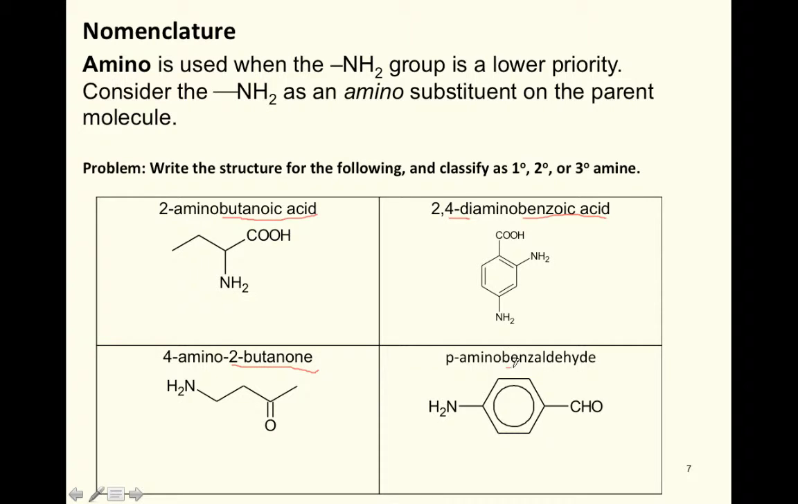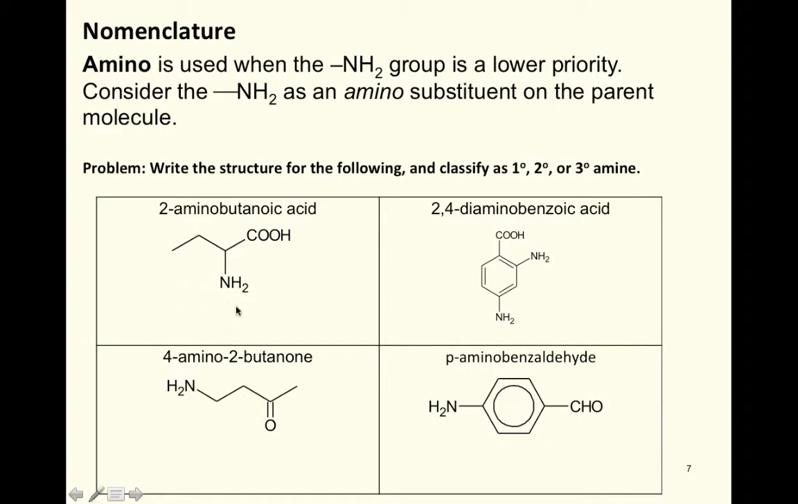Para-aminobenzaldehyde. And we also see here aldehydes have priority over amino groups. And since this is on a benzene ring, we can use the ortho-para-meta system. And in this case, this happens to be a para. How'd you do?